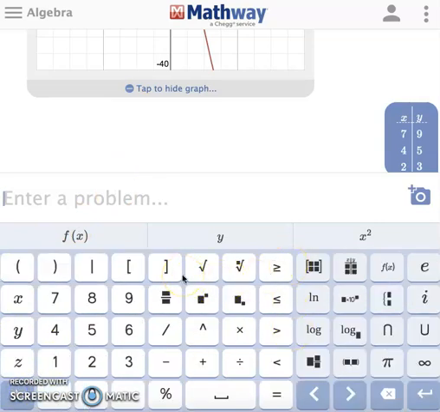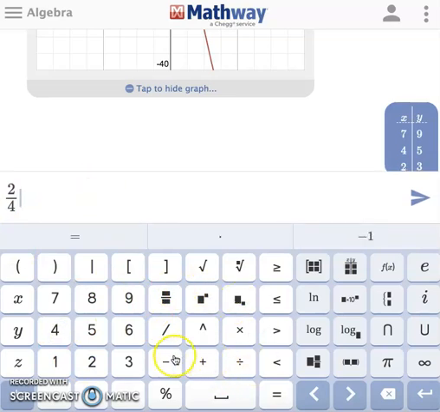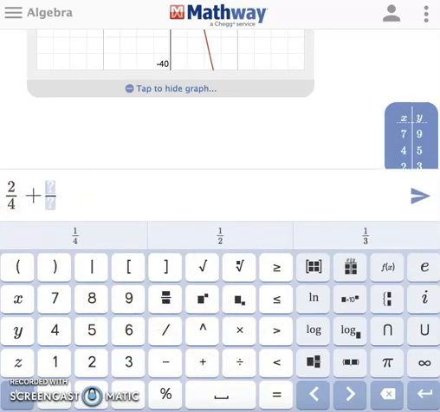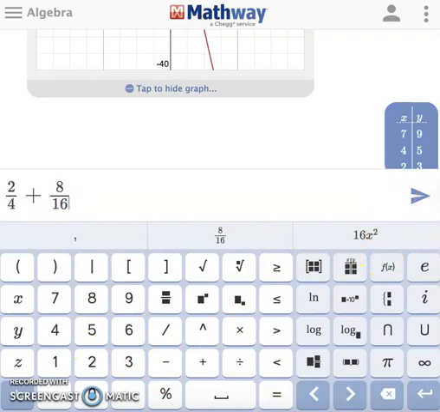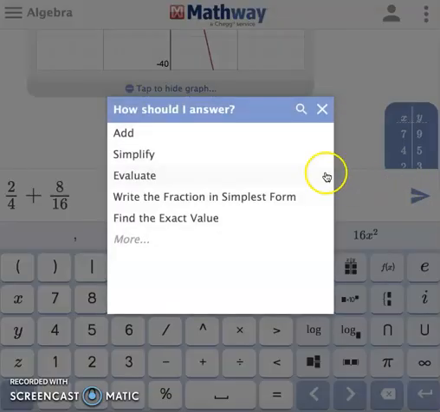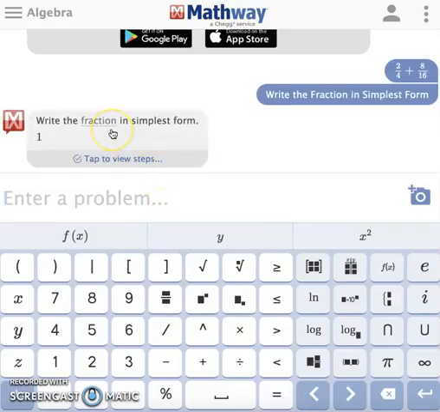Depending on what you're wanting, let's say adding fractions, you can do 2 over 4 plus 8 over 16, and go ahead and hit there. And then we're going to say write the fraction in the simplest form, okay, and then the simplest form is 1. So that's basically all that MathWay has to it.